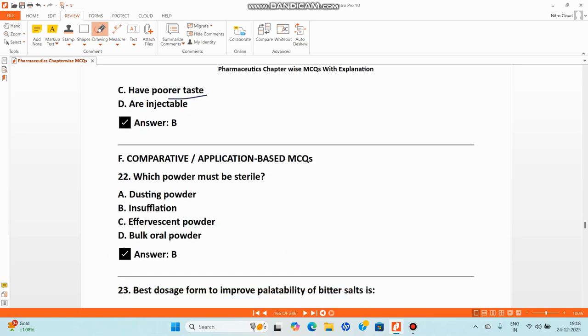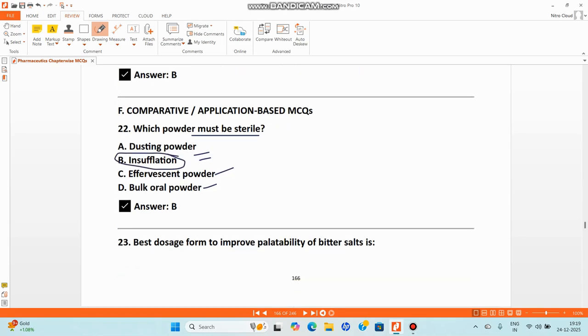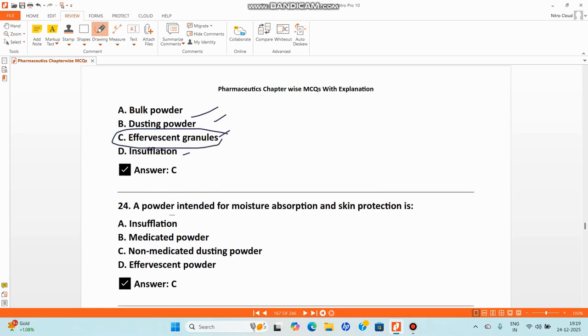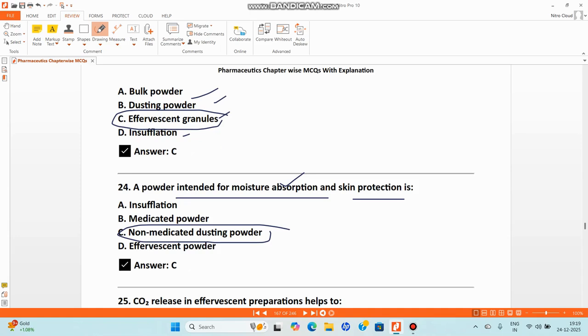Okay, next হচ্ছে কি না which powder must be sterile? Dusting powder, insufflation, effervescent powder, and bulk oral powder. So the answer will be insufflation. Okay, best dosage form to improve palatability of bitter salt is bulk powder, dusting powder, effervescent granules, or insufflation. So the answer will be C, effervescent granules. Okay, a powder intended for moisture absorption and skin protection is non-medicated dusting powder. দেখবেন যখন গরমকালে ঘাম হয় বা কিছু হয় তখন আমরা ইউজ করে থাকি, that is non-medicated dusting powder.